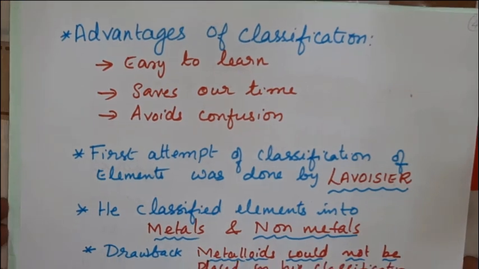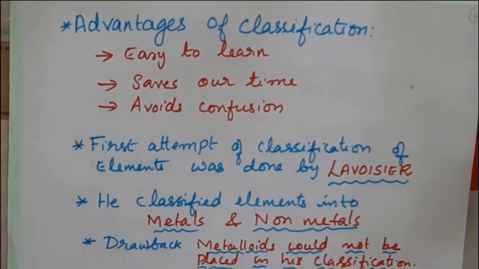Now let's see in this chapter how scientists attempted classifying elements to make the study of these elements easier in future. The first attempt of classification of elements was done by Lavoisier. What was his classification? He just divided them into metals and non-metals. During his time, only 30 elements were known. He classified them into metals and non-metals.